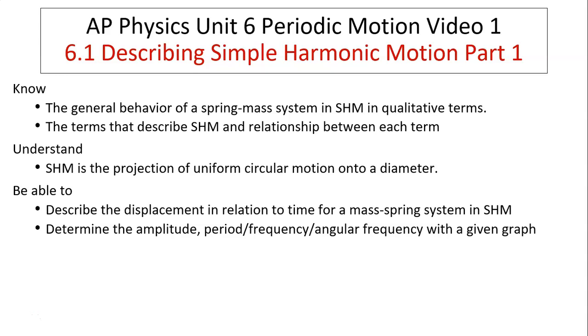The objectives are: know the general behavior of a spring mass system in simple harmonic motion in qualitative terms. Know the terms that describe simple harmonic motion and the relationship between each term. Understand that simple harmonic motion is the projection of uniform circular motion onto a diameter. Be able to describe the displacement in relation to time for a mass spring system in simple harmonic motion. Be able to determine the amplitude, period, frequency, or angular frequency with a given graph.